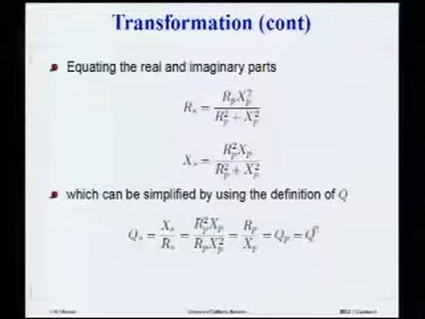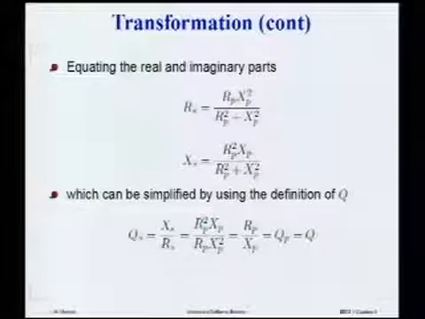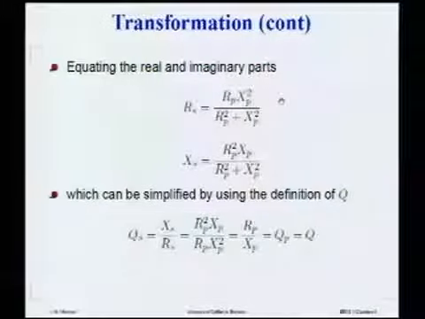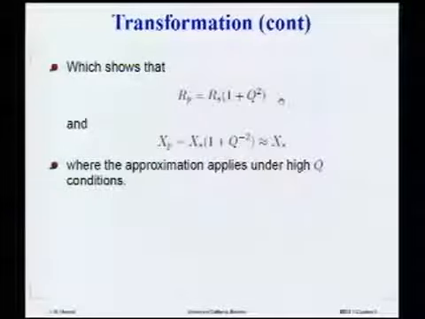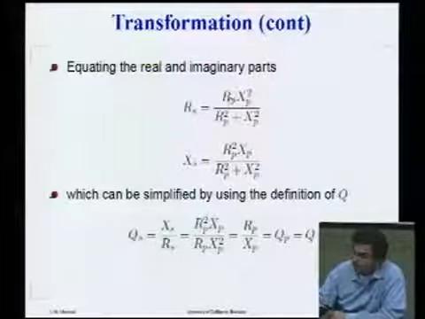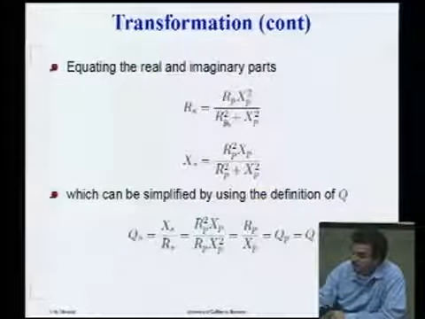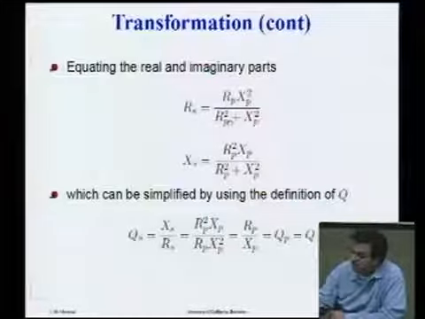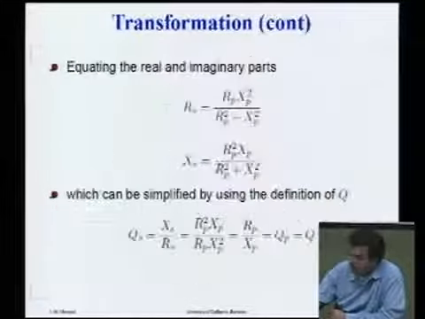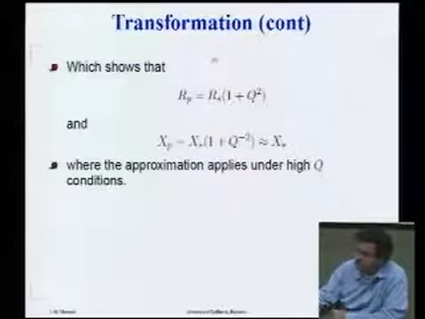So I can define a universal Q for this component, XS over RS if I'm dealing with series elements, or RP over XP if I'm dealing with shunt elements. Okay? And this Q helps me simplify this expression considerably. Because if I just plug in, divide numerator and denominator here by RP squared, you can see that this turns out to be 1 over Q squared. Let me just basically jump ahead to the result here.